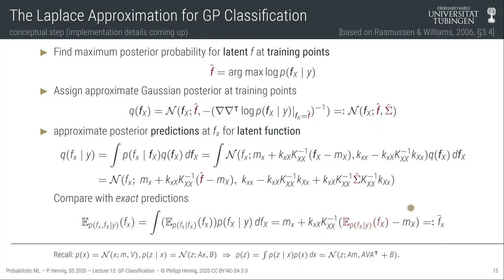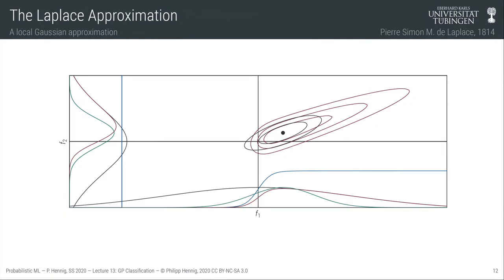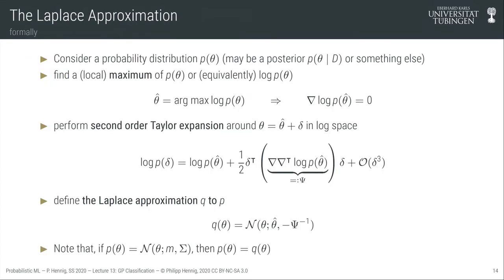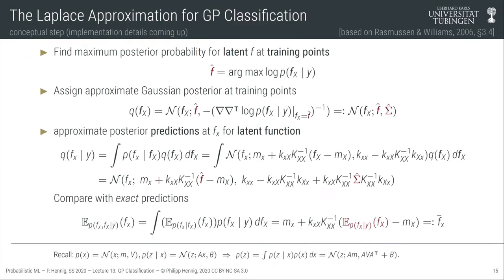Now compare this expression with the expression up here, which is our predicted mean under the approximation. And we see that these two statements are almost identical, up to the fact that here we've replaced the actual predictive mean with the mode of our posterior distribution at the training locations. So what we've done is, I mean, that's sort of what this picture says as well, we've replaced the mean of this red curve with its mode. And other than that, we've not done anything as far as the mean is concerned.